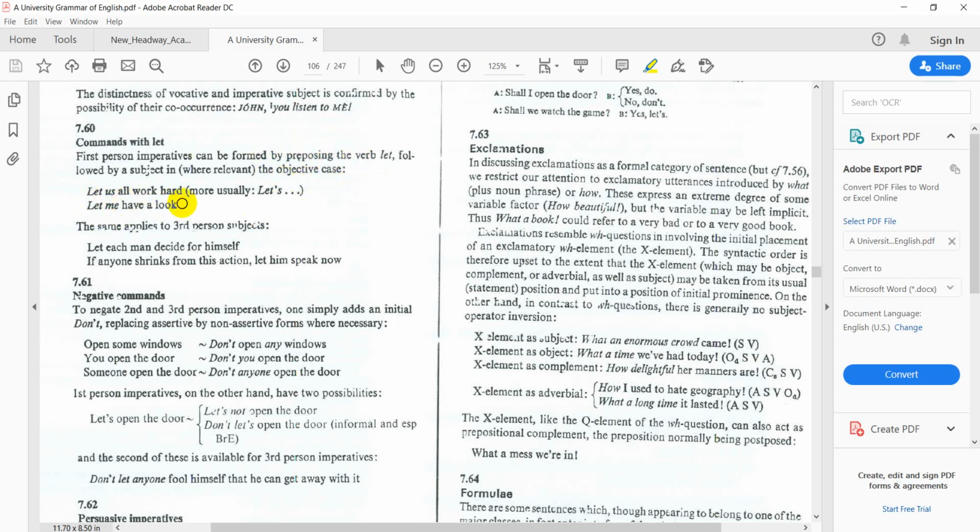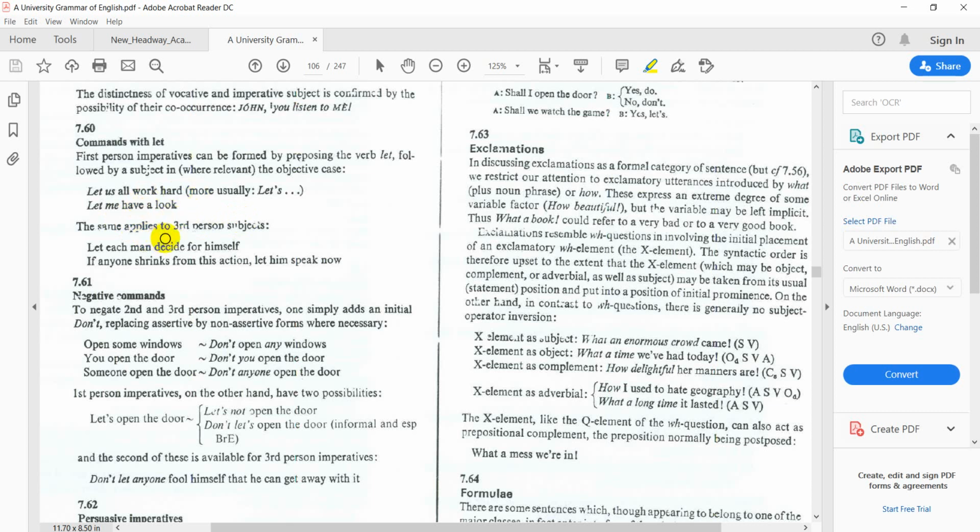Let us all work hard. More usually, let's. Let me have a look. Let me have a look. Command: let me have a look. So I'm telling you to let me have a look.